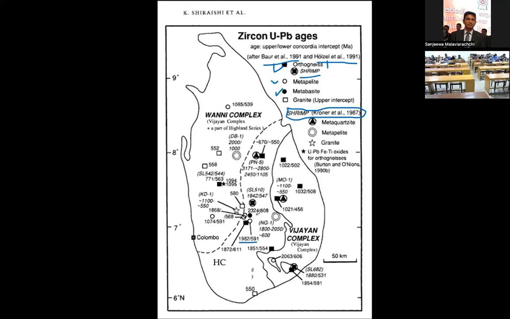You can see very old ages are there. And for the Wanni and Vijayan, you have 1000 Ma or 1100 Ma ages, although some old ages are there for the Wanni complex also. For example, this is coming from the Highland complex. But there are a few old ages from the Wanni complex also, right here, 2000 Ma or so. But for the Vijayan complex, you don't see such old rocks.